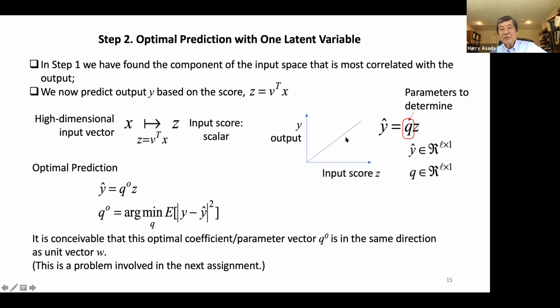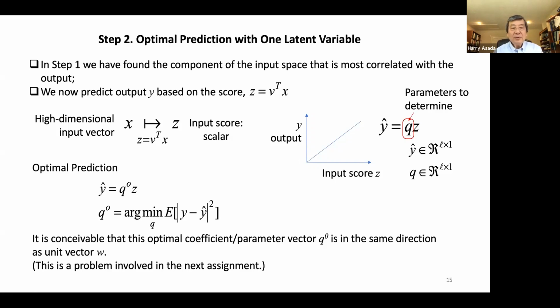Now Y is to be regressed on Z. So it can be written in this way, Y is the sum of a parameter vector Q, to be determined, times the score Z, right? Since we have to predict the vectorial quantity Y, Q must be a vectorial quantity. So it's not just one axis Y, we have many axes Y, and we need to find the slope for every component of Y.